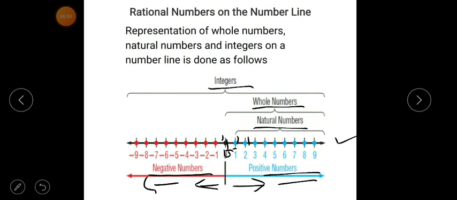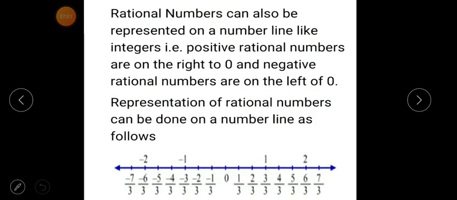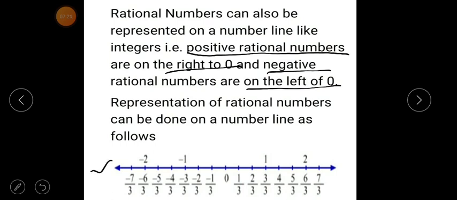Okay, now let's try to place the rational numbers on this number line also. So we can say that rational numbers can also be represented on a number line like integers. Like integers, positive rational numbers are placed on the right of 0 and the negative rational numbers are placed on the left of the 0. Here you can see the example of how to place the rational numbers on the number line.